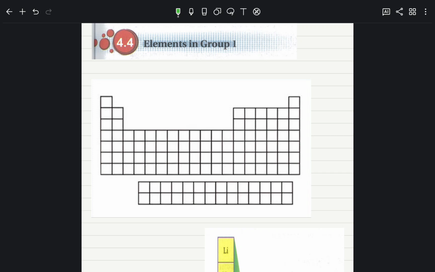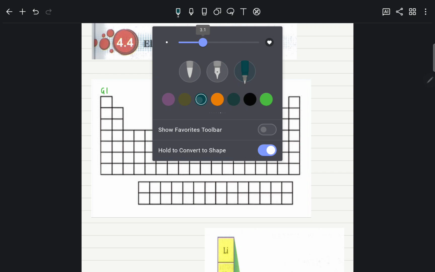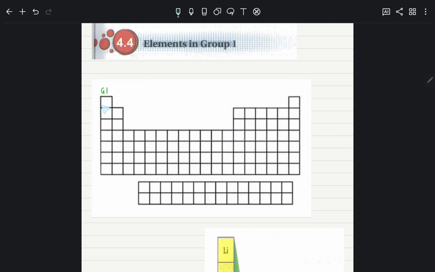Elements in group 1 ini, first thing first, you kena tahu group 1 ini duduk kat mana. So saya dah crop out one empty periodic table. So this is your group 1. In your group 1, kalau you tengok your real periodic table, you will have a hydrogen ke atas, betul? But remember that hydrogen is not a group 1 metal. Kenapa? Sebab group 1 consists of metals and hydrogen is not a metal. Hydrogen is a non-metal. Faham?